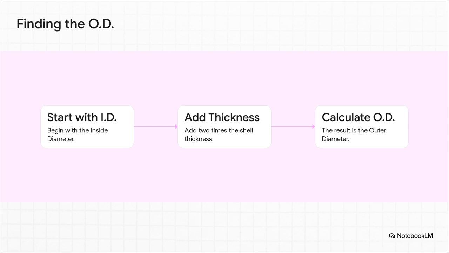Step 1, start with the inside diameter. Step 2, add the shell thickness. But remember, because the shell wraps all the way around the equipment, you have to add 2 times the shell thickness. Step 3, that little bit of math gets you to the outer diameter, or OD. It's basic geometry, but it is the absolute bedrock of equipment design.